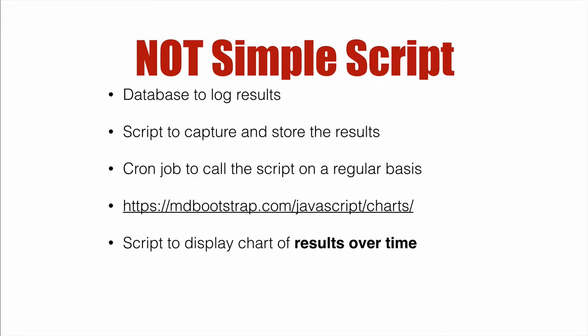Now, let's go to the more advanced, or let's call it the not so simple script. And this one's going to use a database to log results, and there'll be a script that's based on the simple script to capture and store those results in the database. We're going to run what's called a cron job that will call that script on a regular basis, twice a day, and we're going to use the code available at MD Bootstrap to display the information on a chart. And then a script will call that chart up and display results over time. So we get an idea of where things are trending, up, down, no change, or just all over the place.